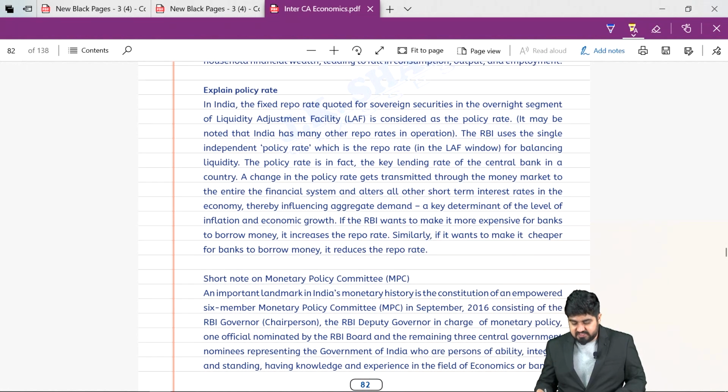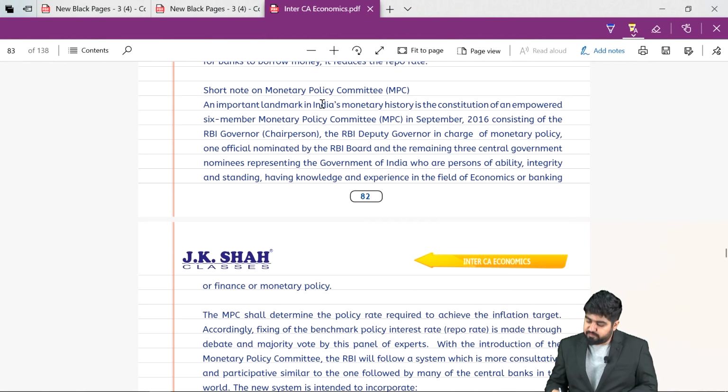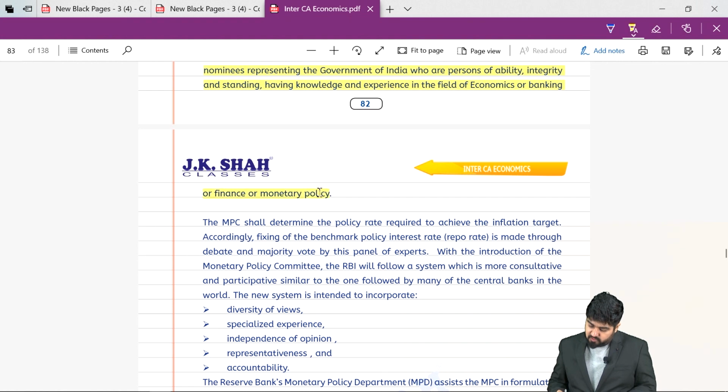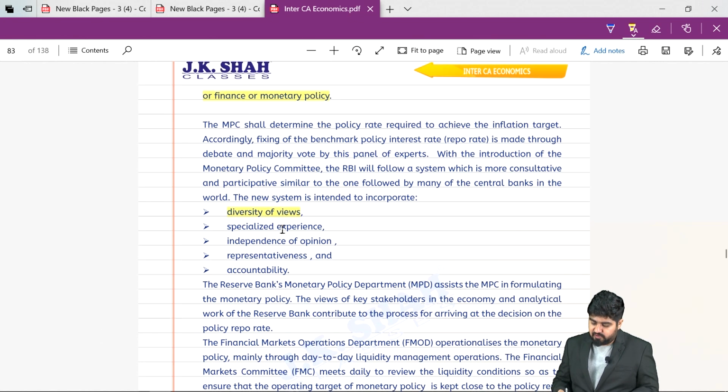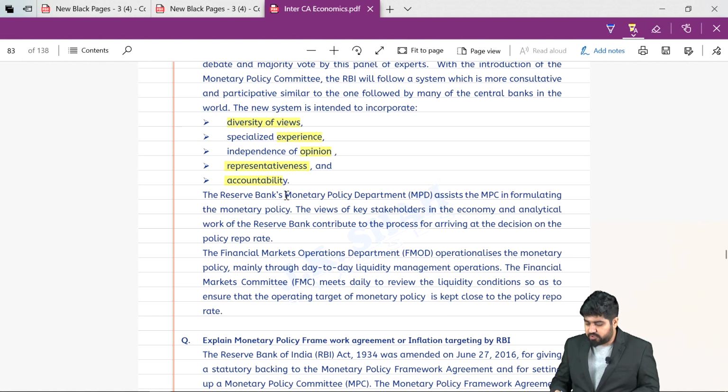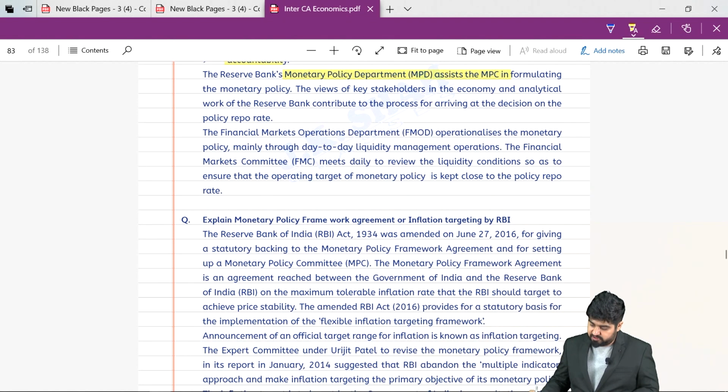Explain the policy rate. We have already discussed it. You need not study this additional part, students, because this is already covered in LAF. Monetary Policy Committee: an important landmark in India's monetary history is the constitution of an empowered 6-member Monetary Policy Committee in 2016, which comprises the RBI Governor, Deputy Governor and one official nominated from the RBI board. The remaining 3 are central government nominees representing the Government of India, who are persons of ability, integrity and standing, having knowledge and experience in the field of banking, economics or finance and monetary policy. Now why is this kind of committee set up? As you know, it is for diversity of view, specialized experience, individual opinion, representativeness and accountability. Finally, students, it will be the monetary policy department that will help the Monetary Policy Committee in formulating the monetary policy.